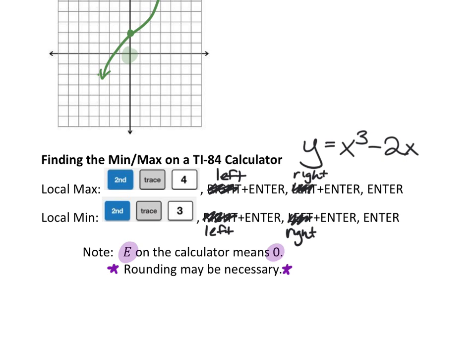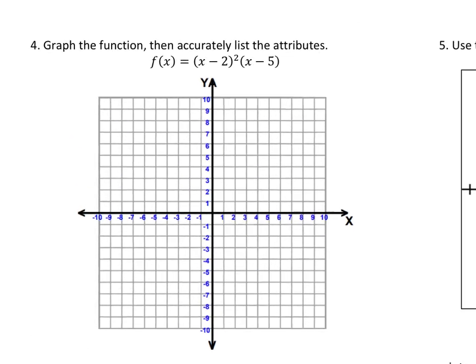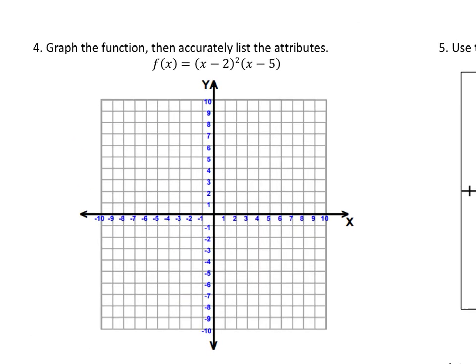So here we go. Here's putting it all together. We're going to take a graph. For the first one, we're going to graph it. For the second one, I've already graphed it for you. And we're going to list out all of the attributes for this graph. But we're going to do this in a smart way. We're going to work smarter, not harder. The way we're going to work smarter, not harder, is by looking at the zeros of this function.